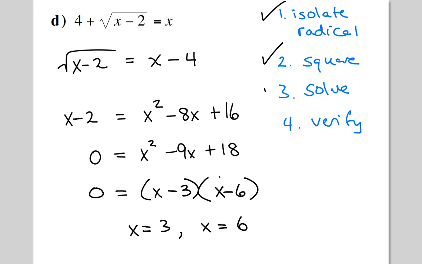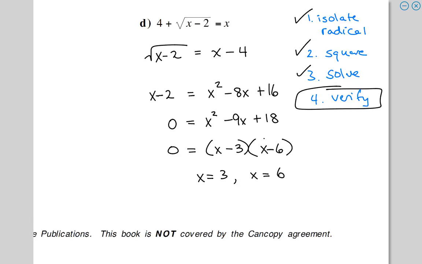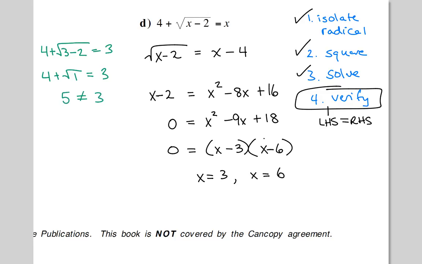Are we done? Because we only made it to step 3. So now we need to verify. What does it mean to verify? It means the left-hand side has to equal the right-hand side when you check. So let me switch colors and let's try this. Let's start with 3. 3 minus 2 equals 1. 4 plus root 1 equals 3. 5 does not equal 3. So instead of saying that 3 is a loser or rejected, we say that it's extraneous.